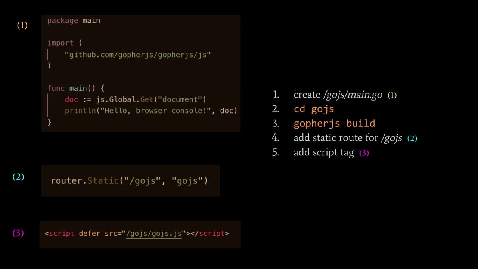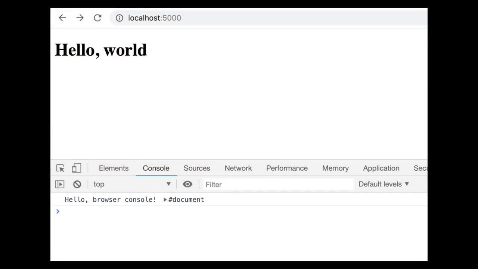So now, if you compile your client-side code and then recompile the server because we added that new route to the server, we can run the server locally and navigate to localhost 5000, and you should see the content of your web page. Plus also in the console, it'll have that print line message from our Go code. Our client-side main function is executed when the page loads.